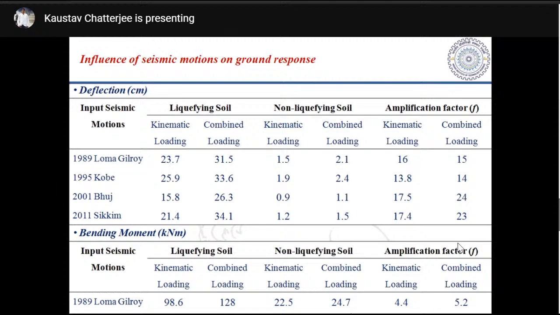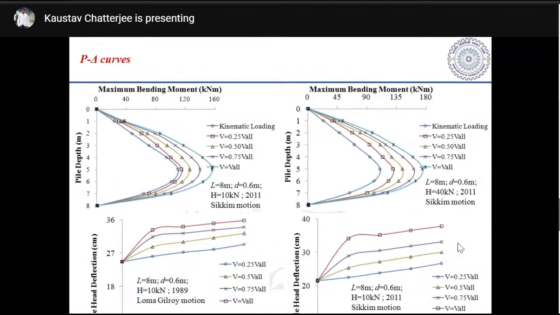This is the same thing that we have done over here, where we can see the amplification factor due to kinematic loading and combined loading, for deflection and also for the bending moment. Similarly, we have also obtained P-delta curves, that is maximum bending moment and deflection due to various loading conditions, for kinematic loading only, when we have no vertical load, and also when we have a vertical load as given by this expression, and how this varies. It is seen that as the amount of vertical load keeps increasing, the deflection and also the bending moment increase.